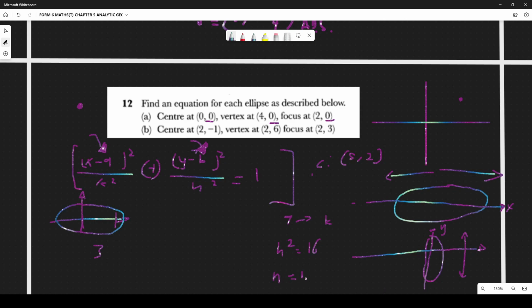So H is going to be 4. If H is 4, this distance is going to be 4. Okay, that's how we find the radius. In simple terms, this is the simplest way I can explain it.